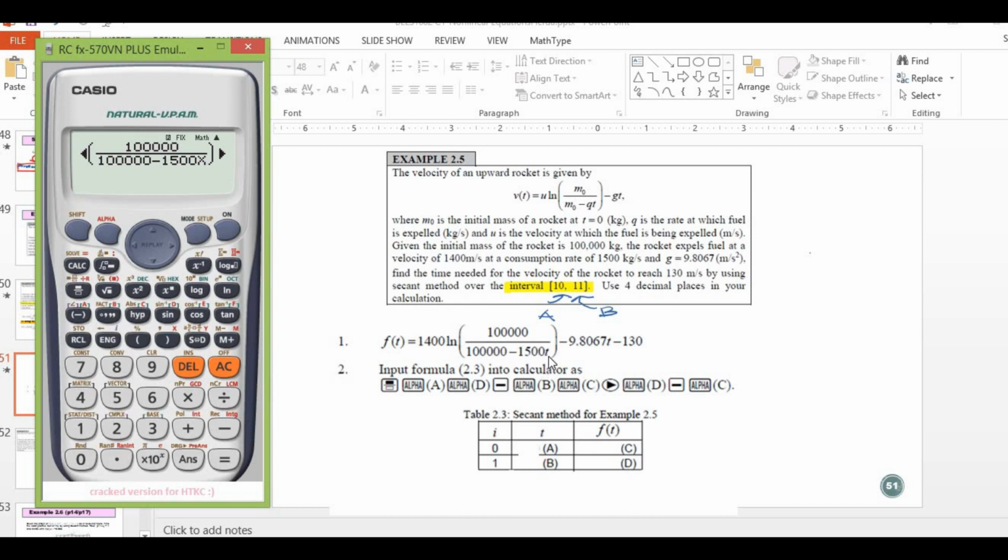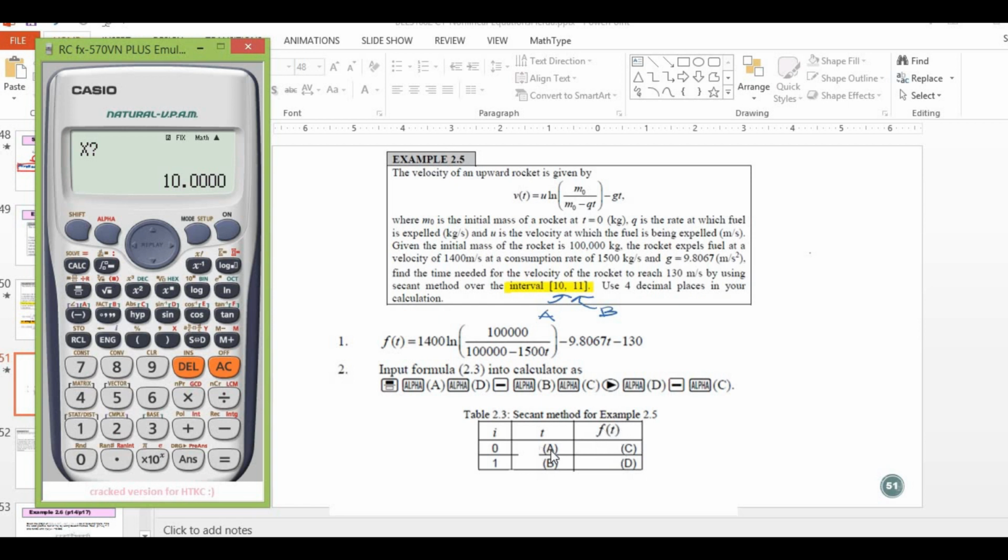So I replace t with alpha x because I'm using x here. Okay, no t here, so I replace t with x for calculator purpose. Okay, and minus with 9.8067 alpha x, t is replaced by x, and minus 130. When you get this one, don't press anything else, just click calculate, then enter your first value of A because we want to find this FT for this one, for C.